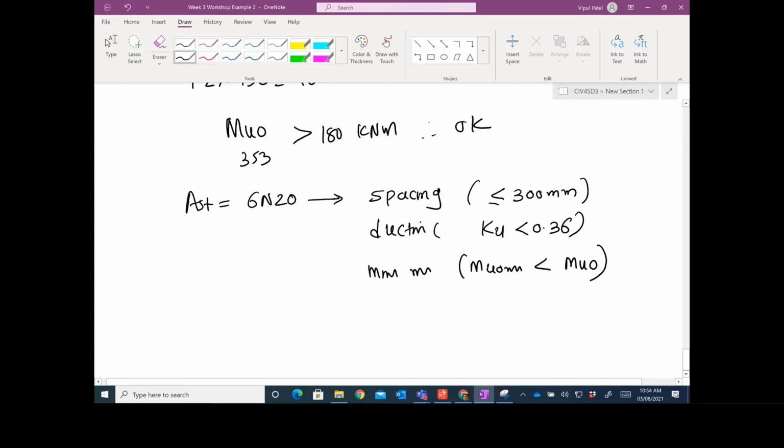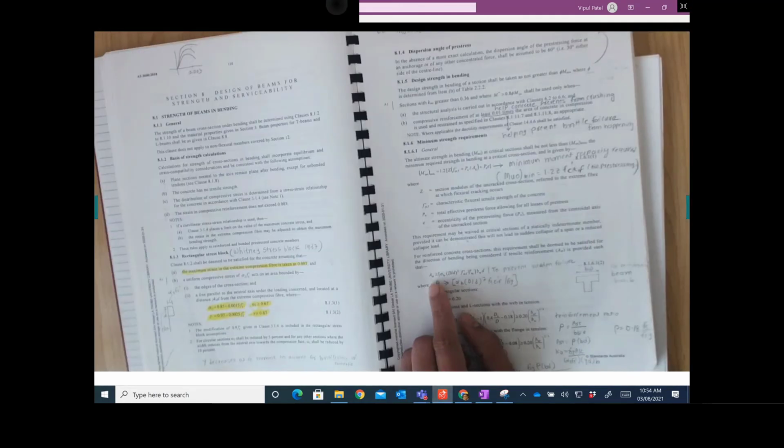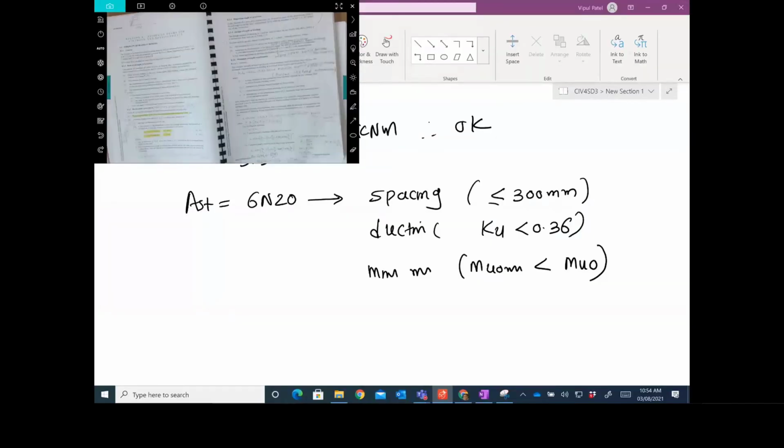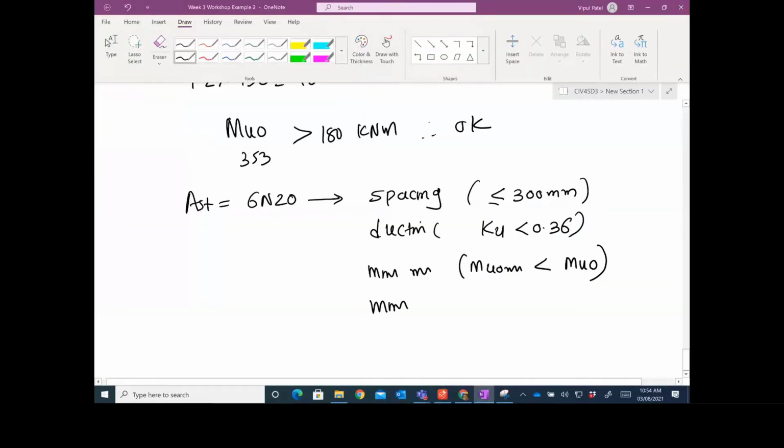If you want to do the minimum area one, it is simple here. You can have AST minimum from alpha, B, D squared, FCT.F, FSY, which we calculated, BW is B, and D. So you can calculate the minimum area. It will pass. So the AST that you calculated should be greater than AST minimum. I think that's the whole story.